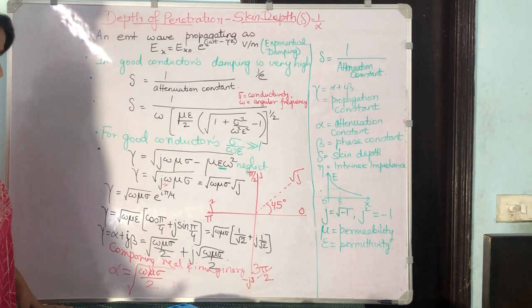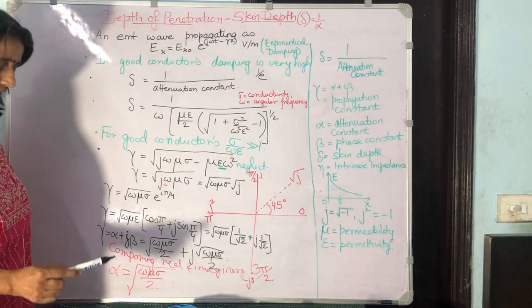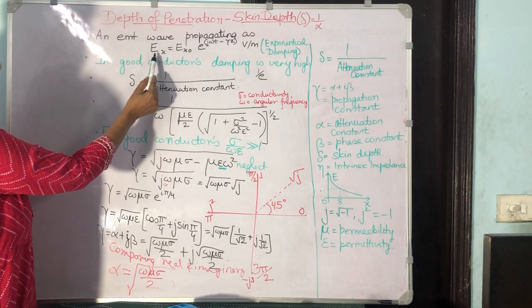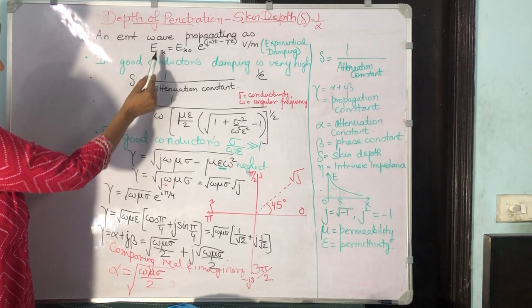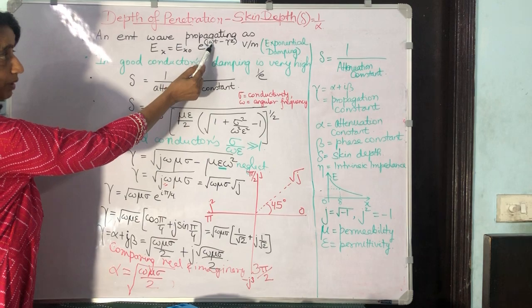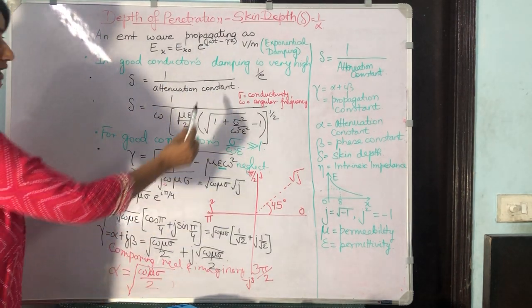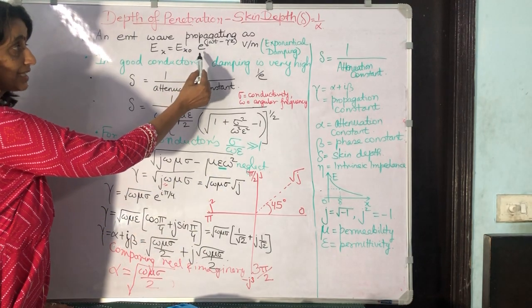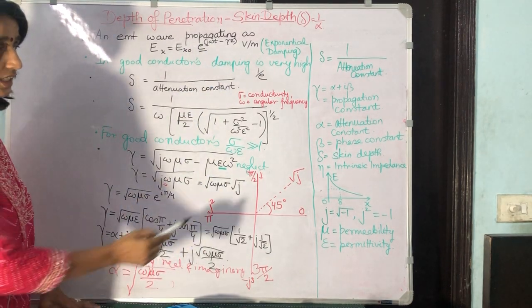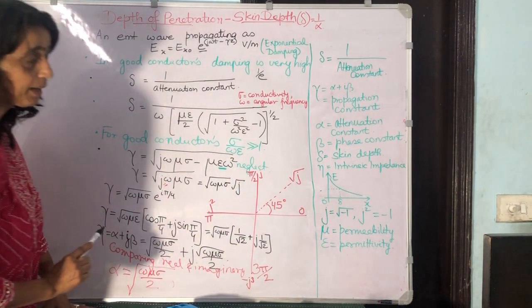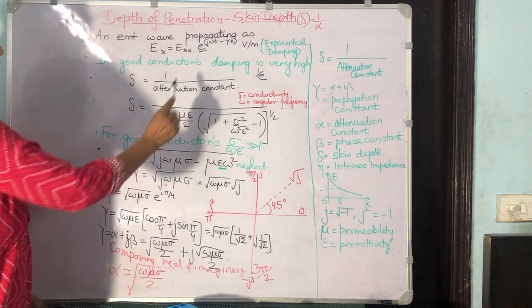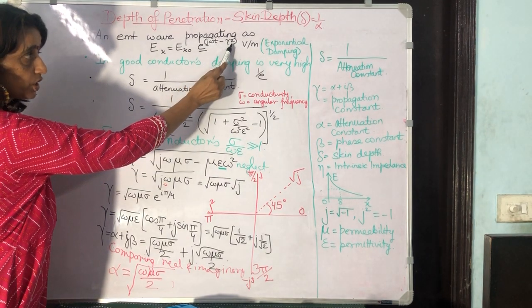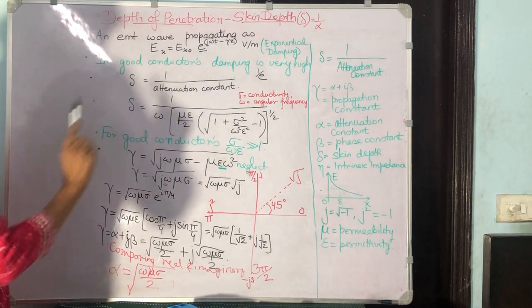Now, we know that an EM wave, when it propagates, takes up the mathematical expression electric field intensity E equal to E naught e to the power of j(omega t minus gamma z). Here you can see that exponentially the wave is decaying, or the damping is occurring. Omega is angular frequency, t is time, gamma is the propagation constant, and z is the distance along the z direction.